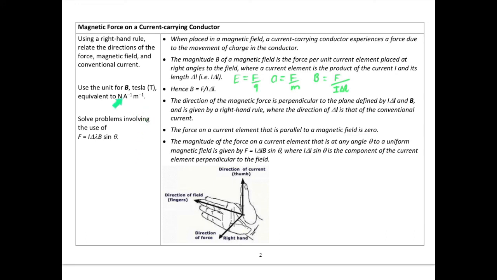So we'll go and look now, and it'll probably be in the next video, at an example of how you solve problems with this formula.